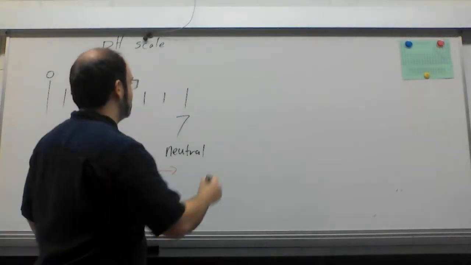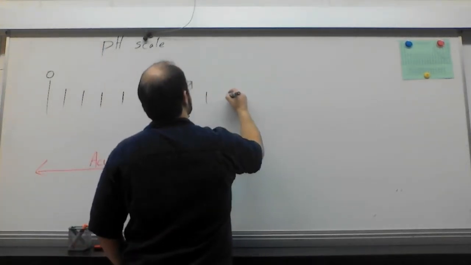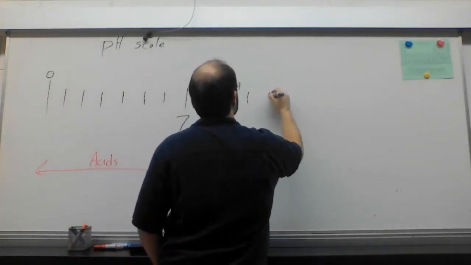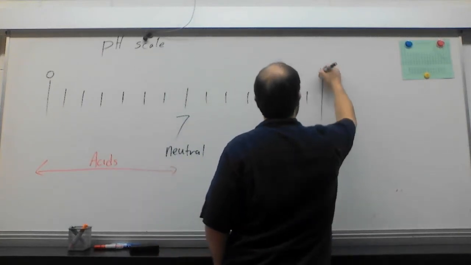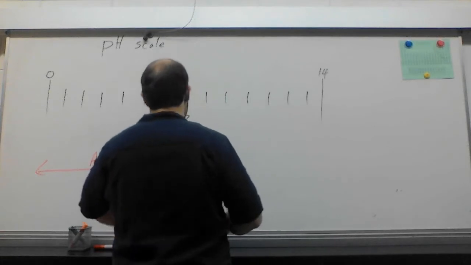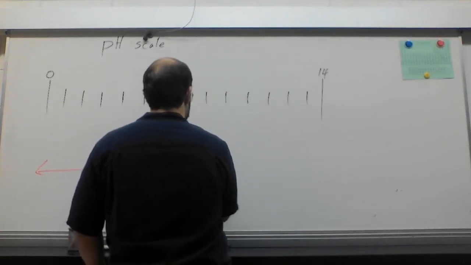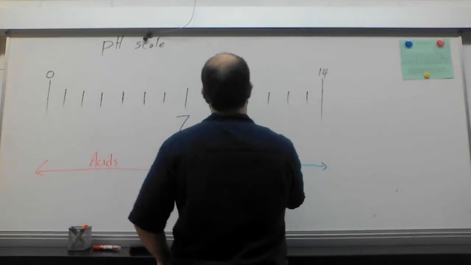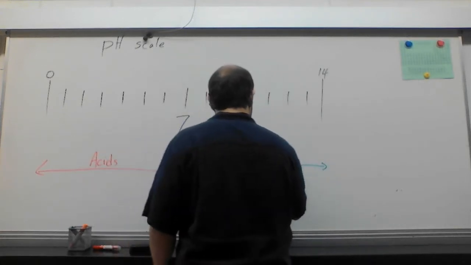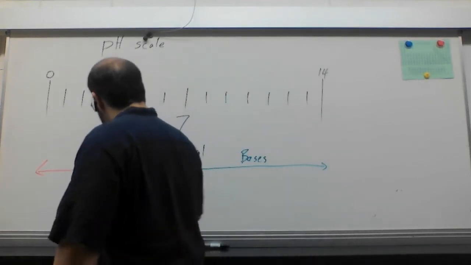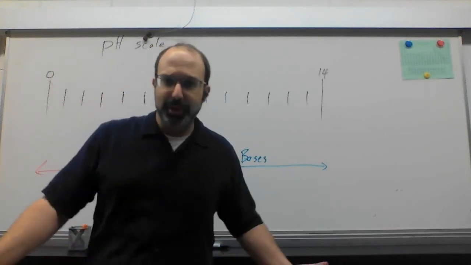On the other end of the scale, we go up, and we go 8, 9, 10, 11, 12, 13, and then 14, way at the end over there. And we call these guys their equal opposites. The base. Plural, bases.